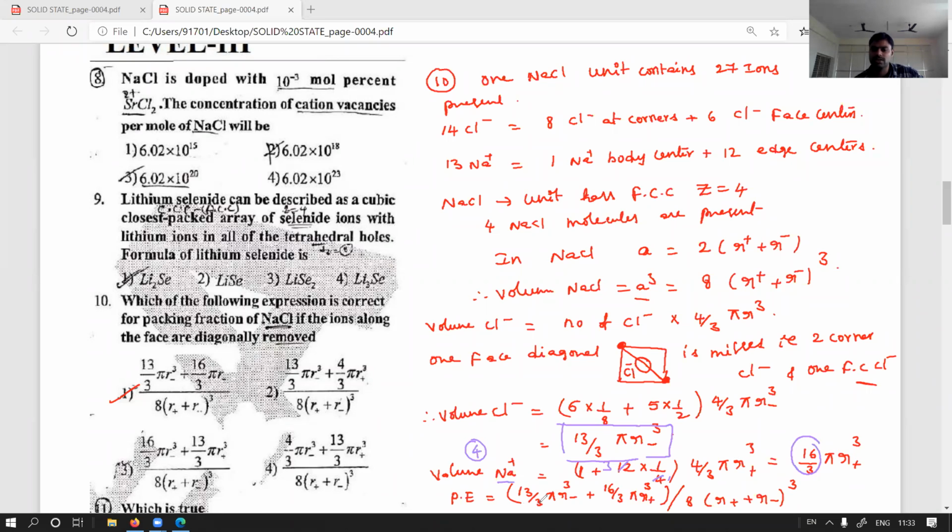That's why the total volume of Na plus and Cl minus is equal to 13 by 3 pi r minus whole cube plus 16 by 3 pi r plus whole cube, whole divided by the volume of the unit cell. Volume of NaCl unit cell is 8 into r plus r minus whole cube. So the first option is correct.